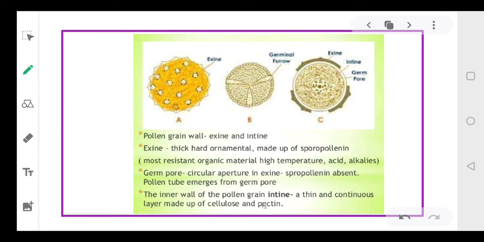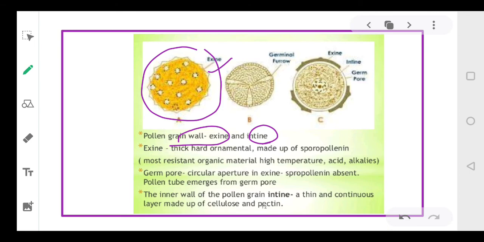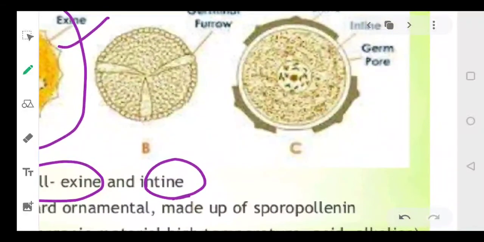Now pollen grains are covered with two layers. The outermost layer is called the exine, and it is very hard because it is made of sporopollenin, and the internal layer is called the intine. So you can very easily designate here. See, this is one of the pollen grains. Exine is labeled here. Now look at this. It has both of them.